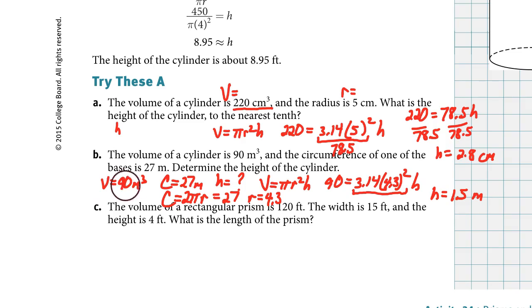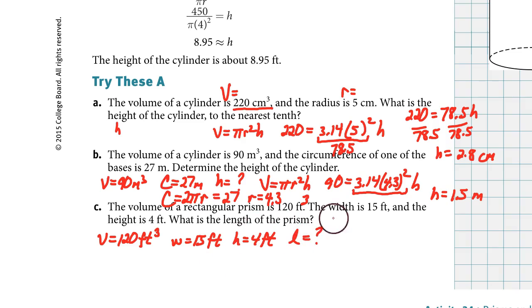Question C. The volume of a prism is 120 cubic feet. Actually, it doesn't say cubic feet, but because it says the word volume, I can tell that this is a typo on the paper. This should say feet cubed right here. The width is 15 feet. And the height is 4 feet. What is the length?